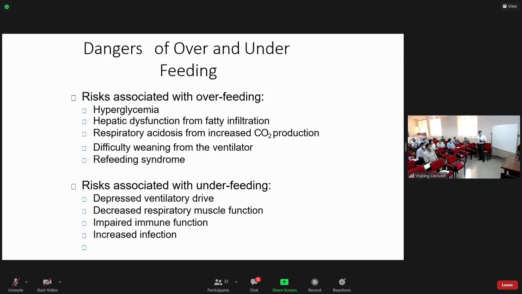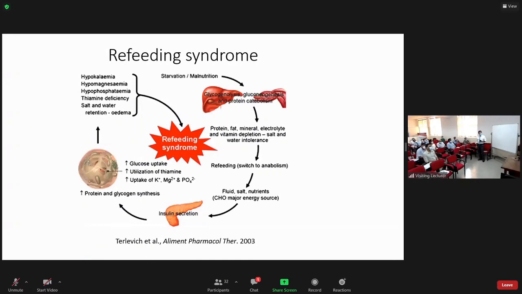Next slide. So, refeeding syndrome. This is a very common exam question in nutrition and chemical pathology, and sometimes in medicine and anesthesia as well. Refeeding syndrome is a state of severe electrolyte and fluid imbalance due to rapid feeding of a severely malnourished patient.